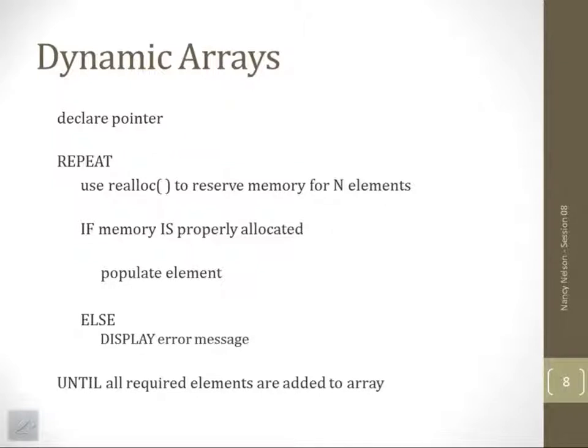So let's do a quick recap of the process. First, we need to declare the pointer. Then we're going to go into a loop that adds each element in our dynamic array one by one. We're going to use reallocate to reserve the memory for n elements. So usually it would be 1 at a time if we're doing this, but we could do 2 at a time or 3 at a time.